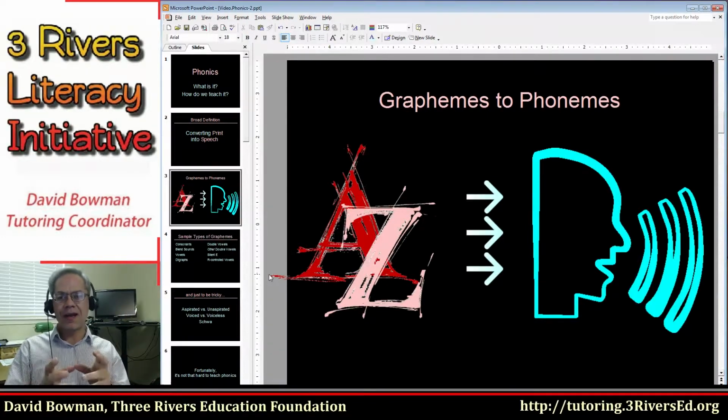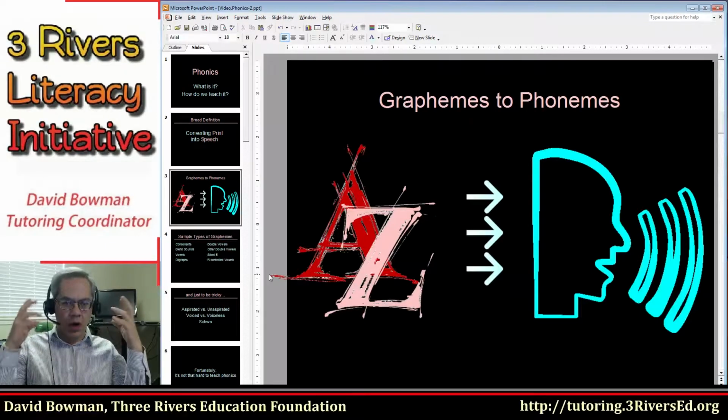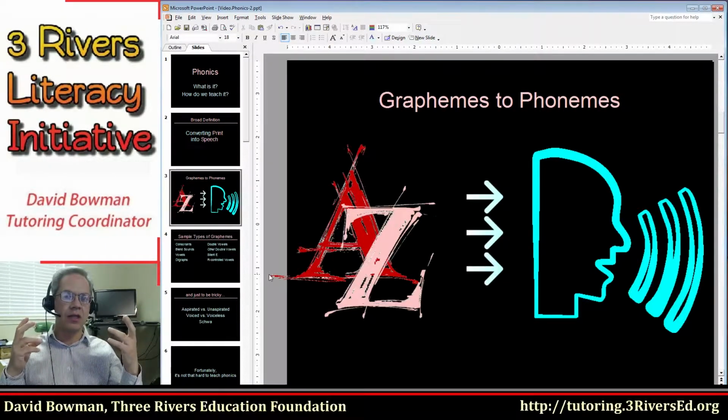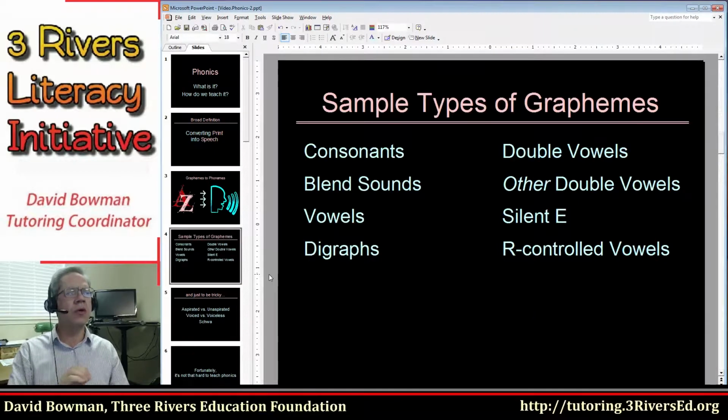So, unlike phonemic awareness, where we were only thinking about the sound, with phonics we are specifically translating print into speech. There are a lot of different kinds of graphemes or letter combinations that students need to wrestle with. We have everything from hard and soft vowels and consonants, digraphs, blends, diacritic marks, silent E's, and a lot of things.